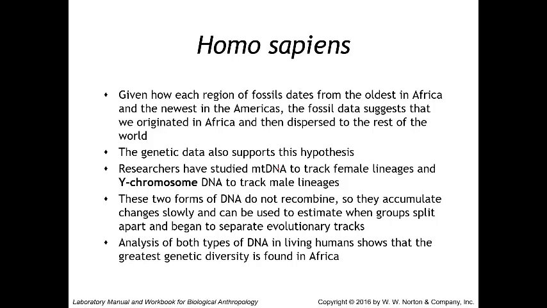The genetic data also supports that hypothesis. Researchers have studied the mitochondrial DNA to track female lineages and the Y chromosome DNA to track male lineages. These two forms of DNA do not recombine, so they accumulate changes very slowly and can be used to estimate when groups split apart and began to separate evolutionary tracks. Analysis of both mitochondrial and Y chromosome DNA in living humans shows that the greatest genetic diversity is found in Africa.